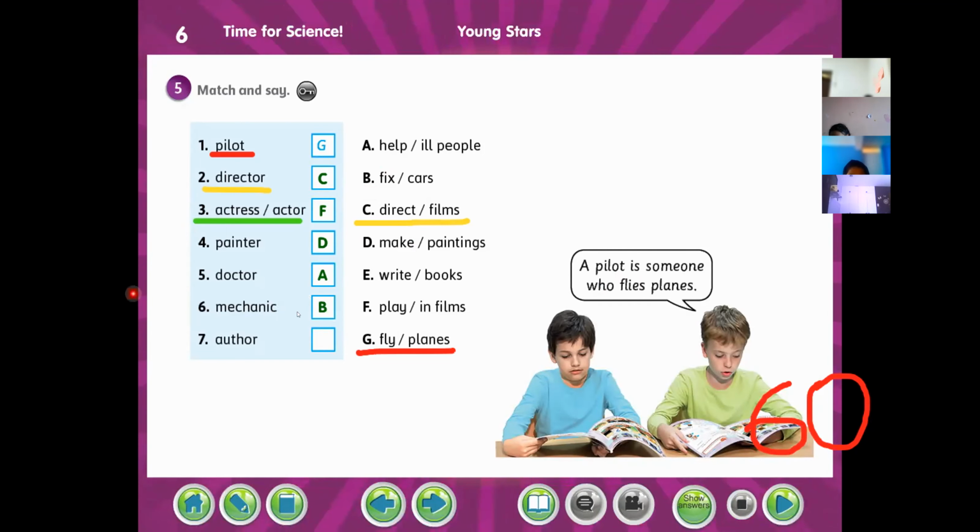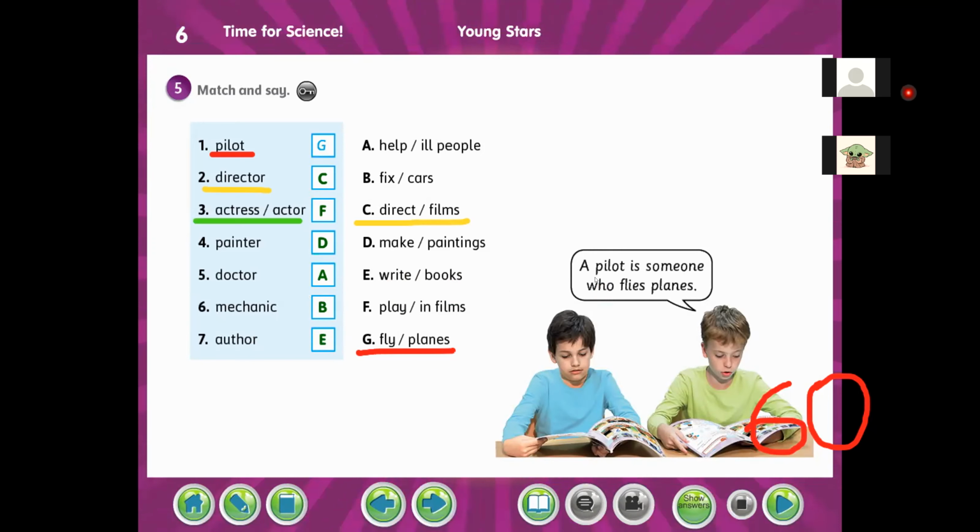Elena, please. Elena, the number 7. An author. An author is someone who plays, who flies planes. Sorry. Repeat this, Elena. Who writes books? Yes, that is the author. The author is the person who writes books. Is someone who writes books.